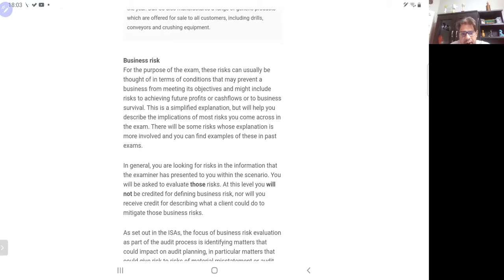At this level, you will not be credited. See, the examiner is saying you will not be credited for defining business risk, nor will you receive credit for describing what the client could do to mitigate those business risks.